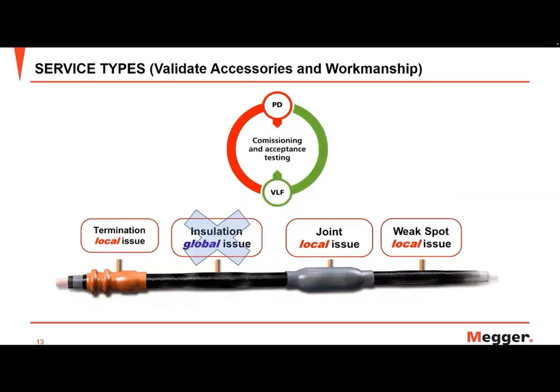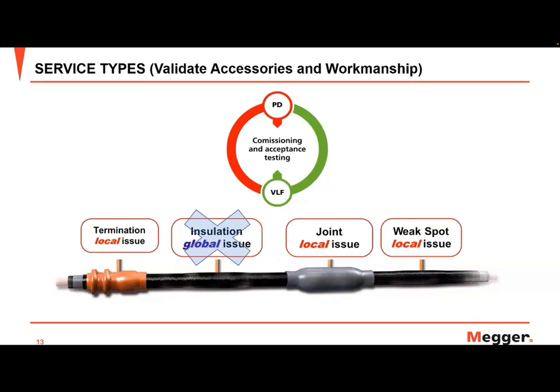Then we have our commission acceptance testing. So again, through partial discharge testing, we're able to find any issues, workmanship issues in our joints, splices, or terminations, as well as any localized weak spots in the installation that may be due to manufacturing defects or the way it was handled.